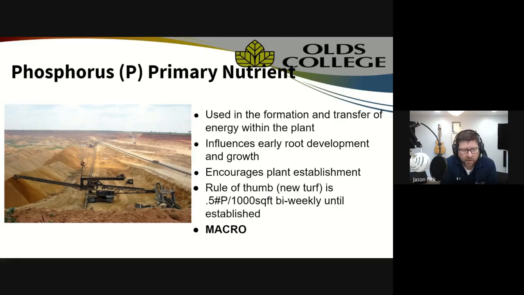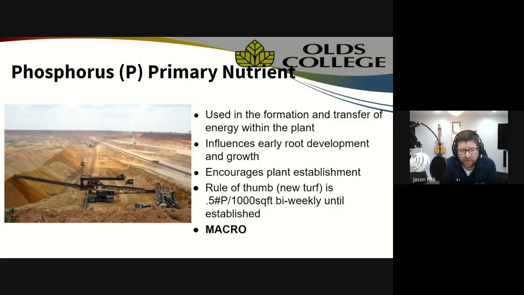POA annua is an annual plant, so it's going to recover every single year. That seed bank in the soil needs phosphorus to grow. Your applications are going to help it along and fill in those dead spots that are the result of annual growth in your greens every single year. As a rule of thumb, half a pound of phosphorus every 2 weeks in the spring will get your greens back as fast as humanly possible.